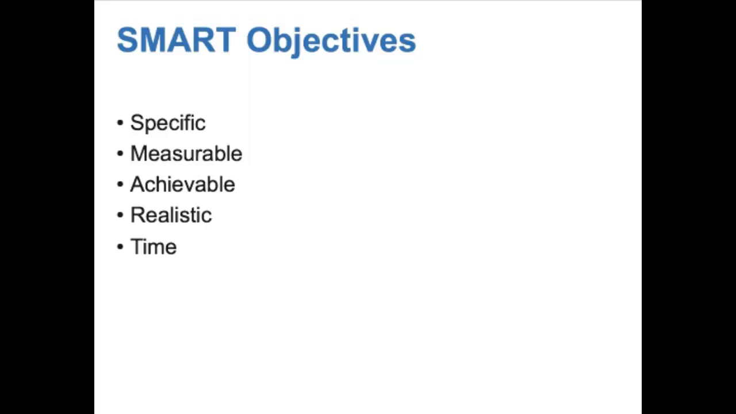You've probably heard the term SMART objectives in program planning or evaluation, and SMART stands for specific, measurable, achievable, realistic, and in a timely fashion. Can you get this done in a reasonable amount of time? These can be very helpful to reflect on as you develop your objectives, to make sure that your objectives are good and appropriate.